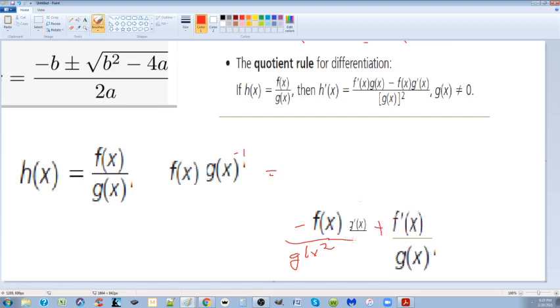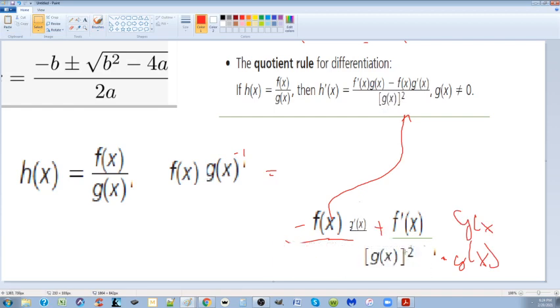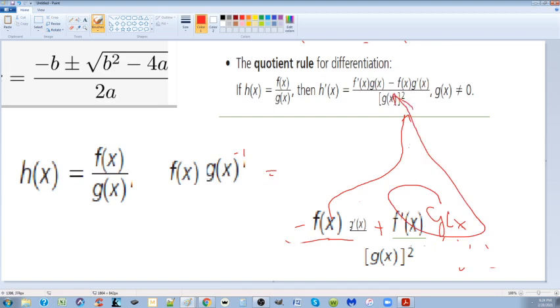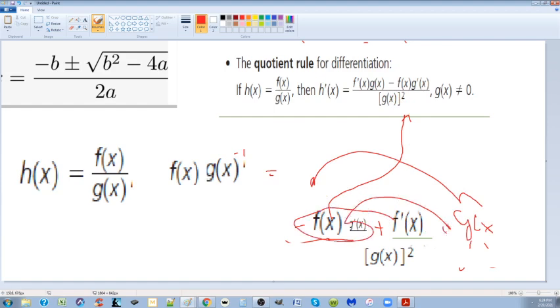Now I want you to notice something. This part here is this part there. And this part here is actually this part here without that. So how would I be able to add this, since this is g of x squared and this is just g of x? I have to multiply this by g of x over g of x. And that way my denominators will become the same. And I will be left with this. Well, this is just a rearranged version of that. So if I put all this on this side and all of this on that side, I get that.